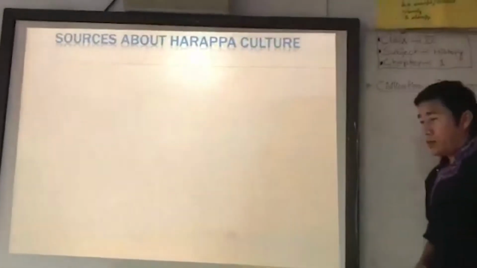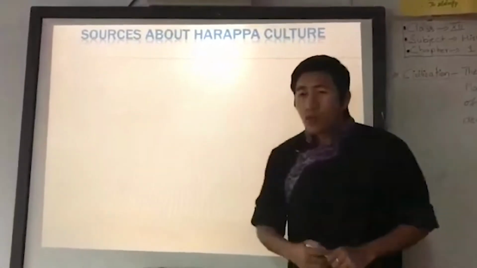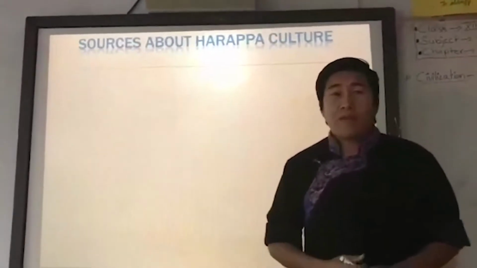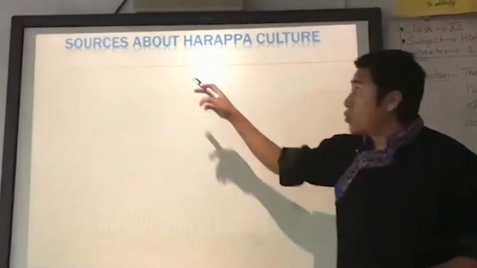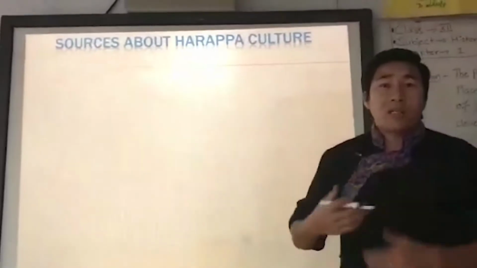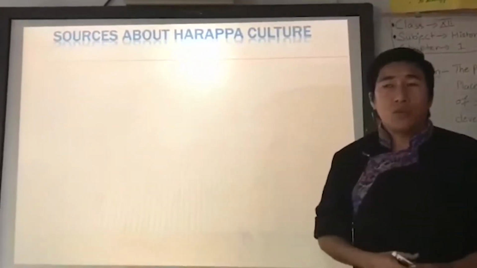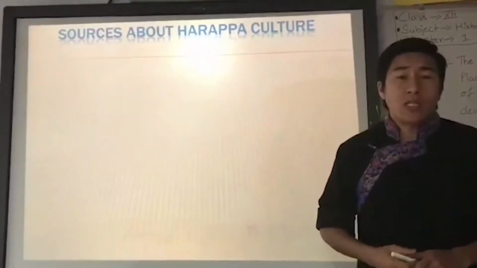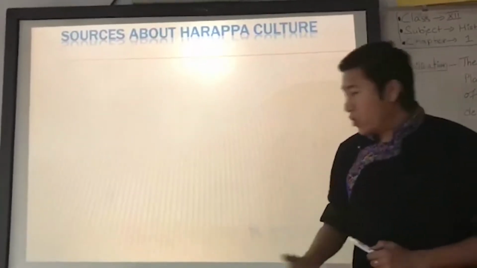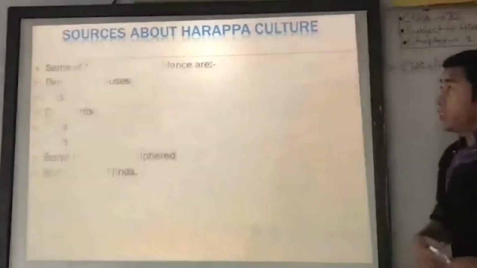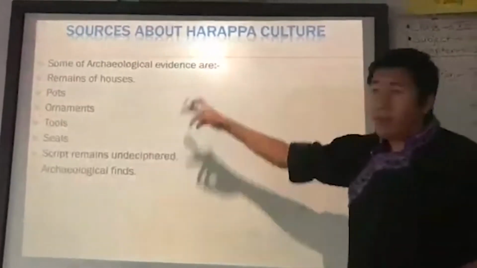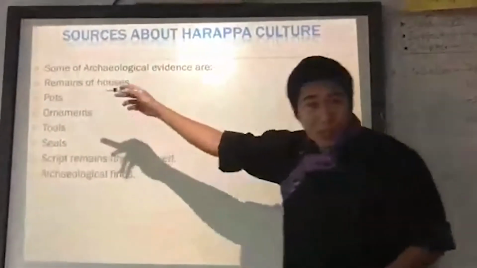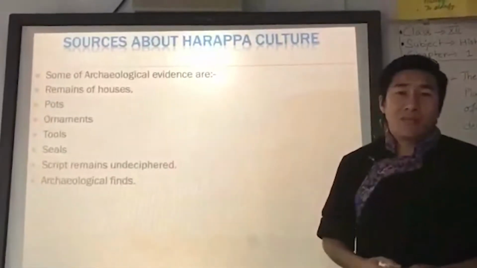Now, in history, the most important thing is sources. Without sources, we have no information. Sources are very important to reconstruct history. Through these sources, historians or archaeologists know about the Harappan culture. These are some kinds of archaeological evidence or proof, through which we know about the Indus Valley civilization.